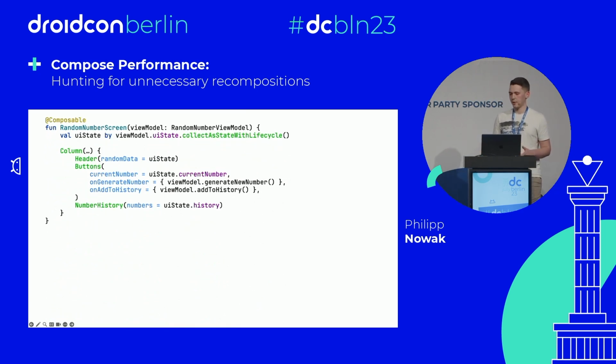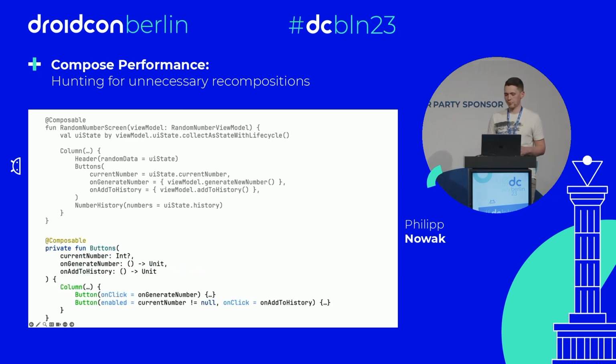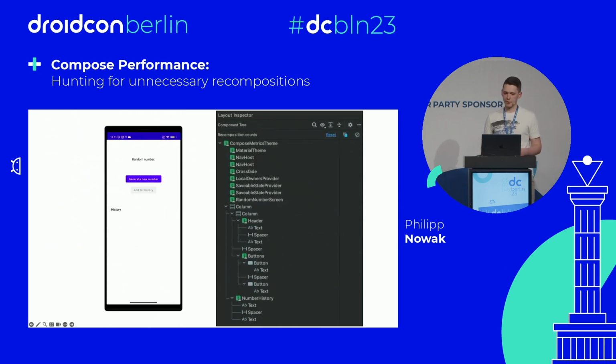this time: header, buttons, and number history. The header composable consists of 2 text composables which display the currently generated number. The buttons composable holds our 2 buttons which we just saw, and the number history composable is just showing all the numbers of the history as part of a comma-separated list in a text composable. So let's have a look what we got in our layout inspector for this example.